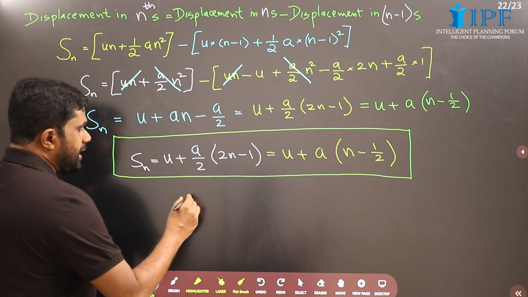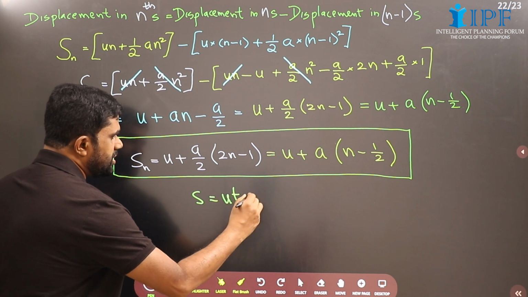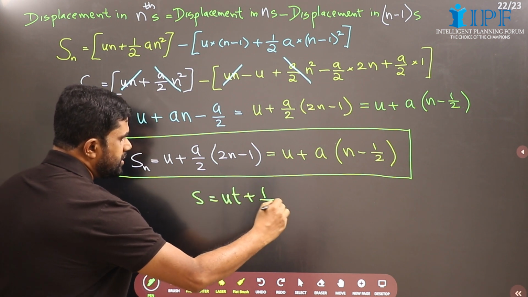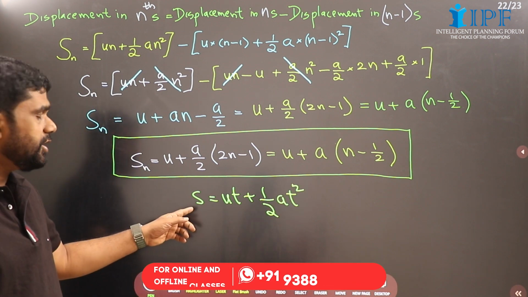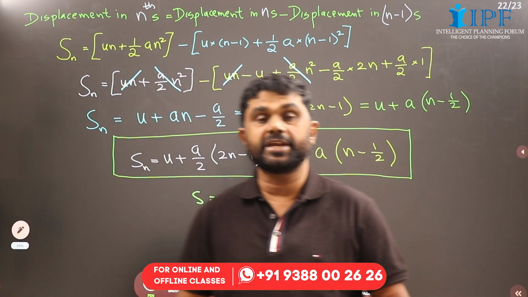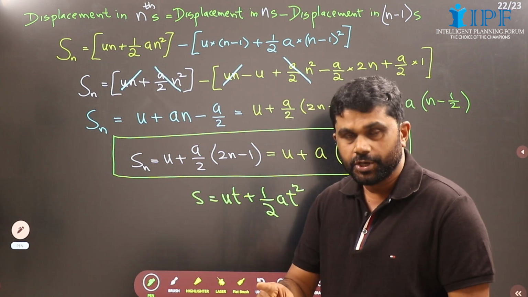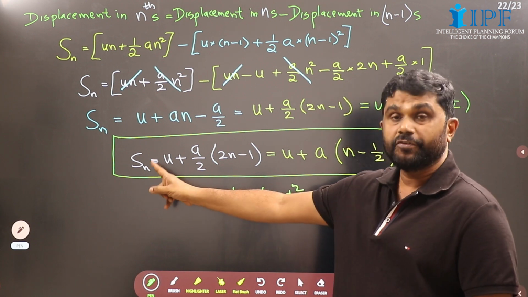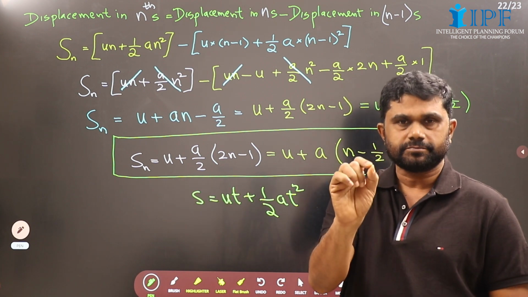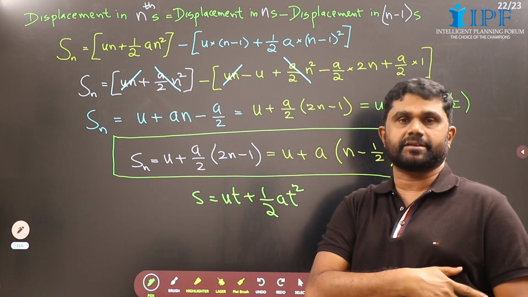Earlier we had the equation S equal to ut plus half a t square. This is the equation for the displacement in t seconds. It means that when you put t equal to 5, you will get the displacement in the first 5 seconds. Here when you put n equal to 5, you will get the displacement in the nth second, or the 5th second.